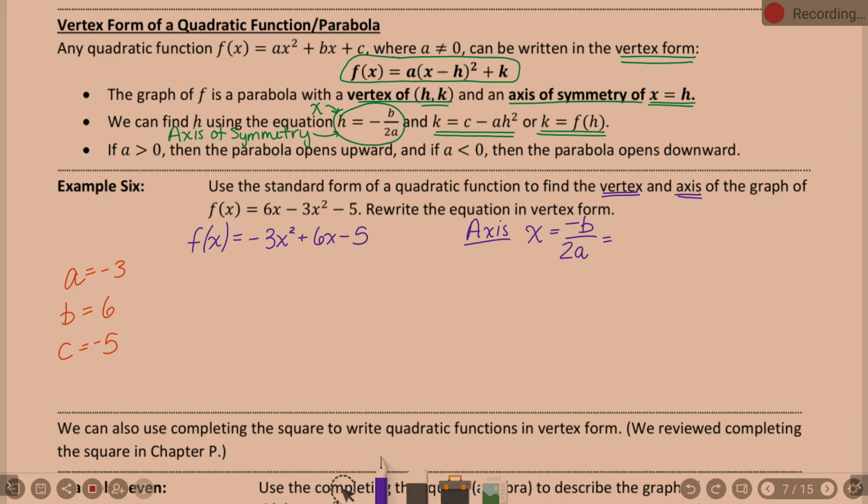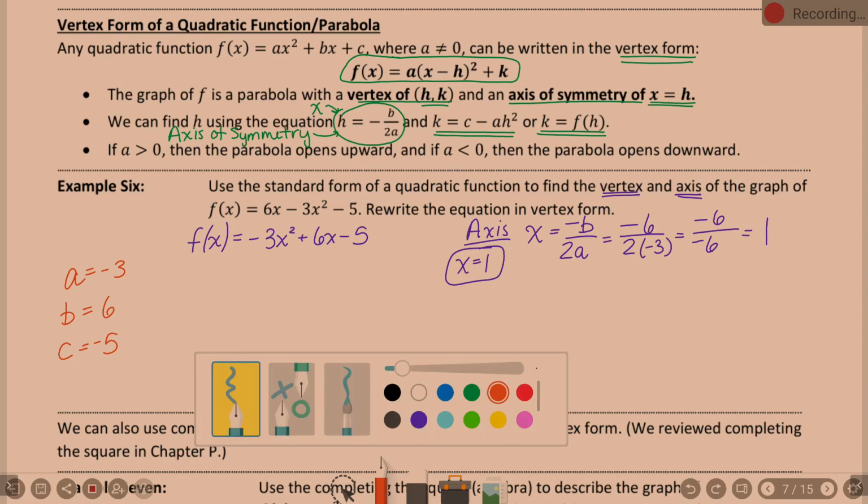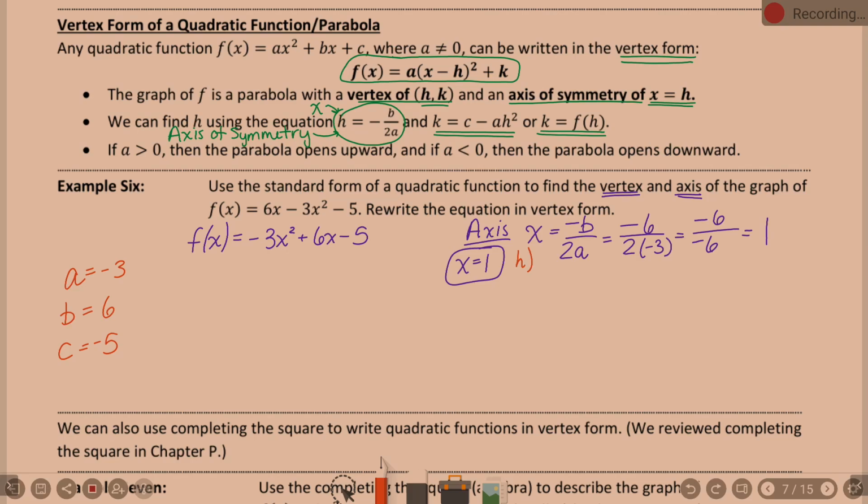What are you coming up with? Negative 6 over 2 times negative 3. Negative 6 over negative 6, which is 1. So we have an axis of symmetry, x equals 1. That can also be listed as h. Okay, that is your h value.